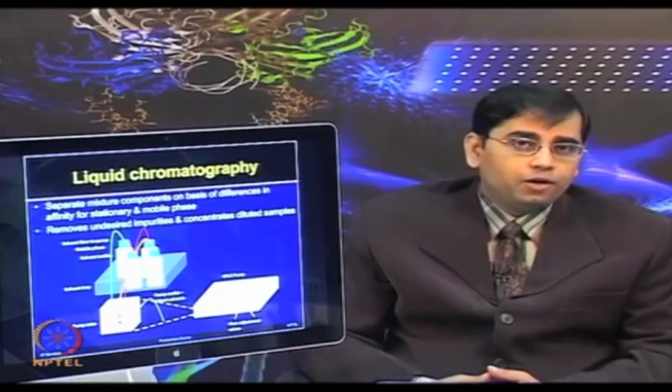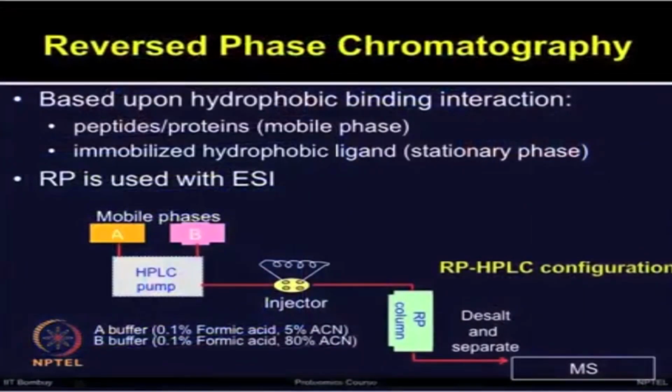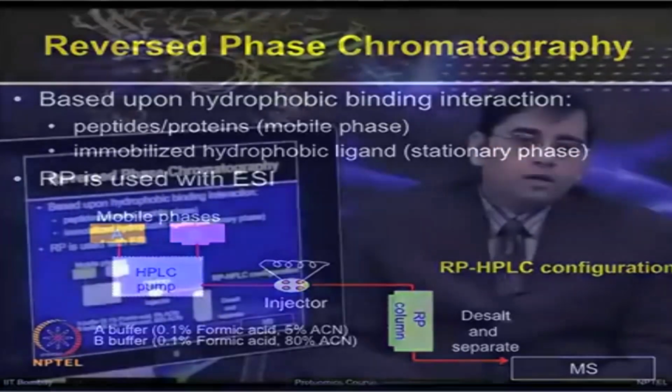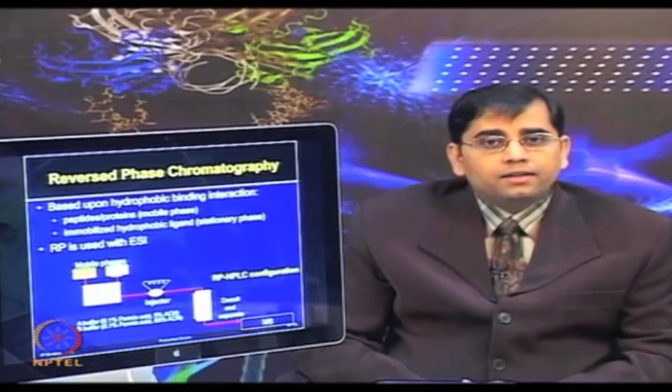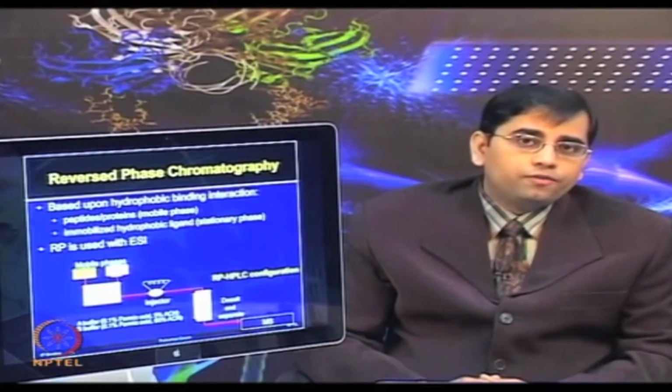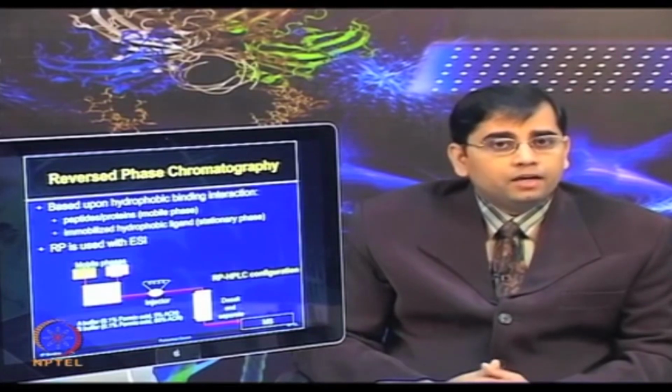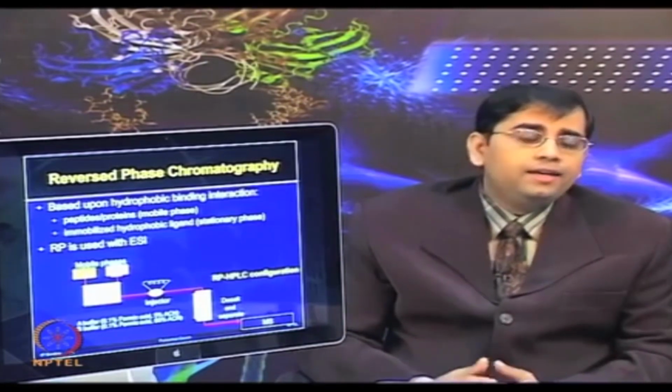Let us first talk about reverse phase, RP, chromatography. Reverse phase chromatography is based upon the hydrophobic binding interaction between the peptides or proteins in the mobile phase and the immobilized hydrophobic ligands in the stationary phase. In reverse phase, the stationary phase consists of long aliphatic carbon chains, which are highly hydrophobic in nature.